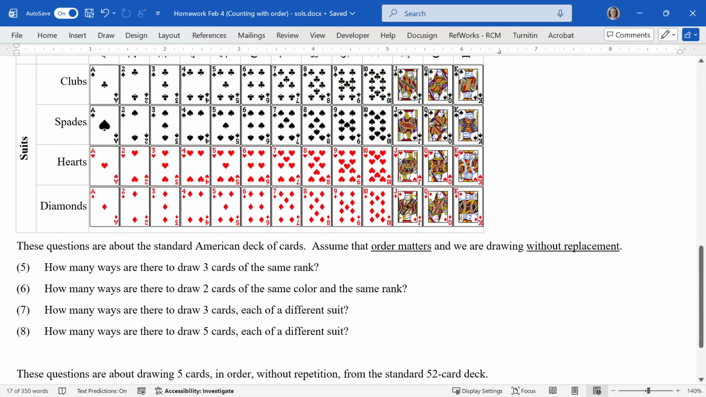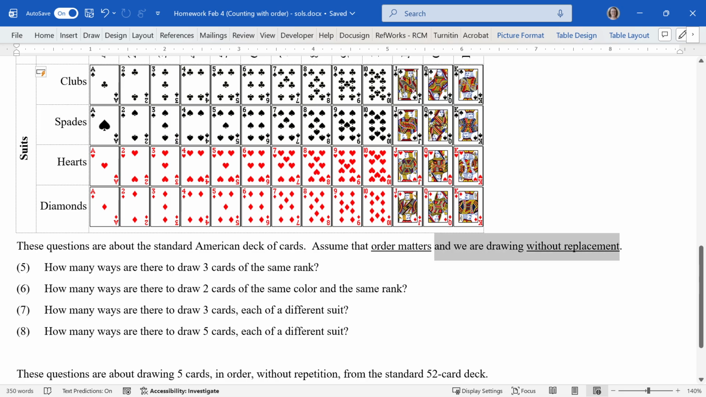Okay, so these questions are about the standard American deck of cards, and we're going to assume that order matters, which means that drawing, for example, the ace of diamonds and then the 2 of diamonds and then the 3 of diamonds, we would consider that to be different from drawing the 3 of diamonds and then the 2 of diamonds and then the ace of diamonds. Okay, and we are going to draw without replacement, which means that we are not putting the cards back in the deck after we draw each one, so we cannot repeat any card. Once that's been drawn, it can't be drawn again.